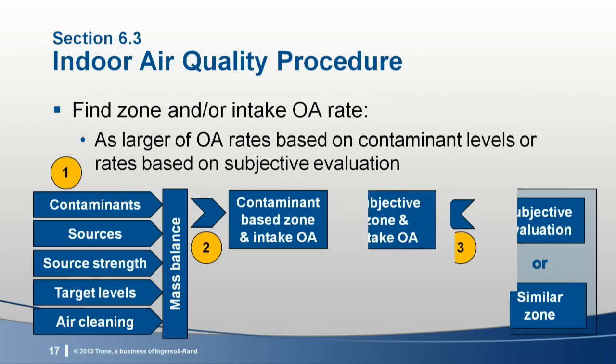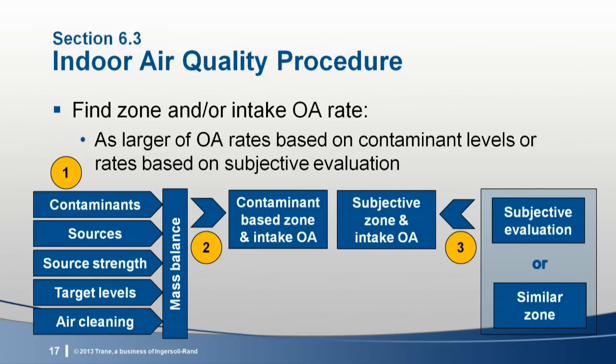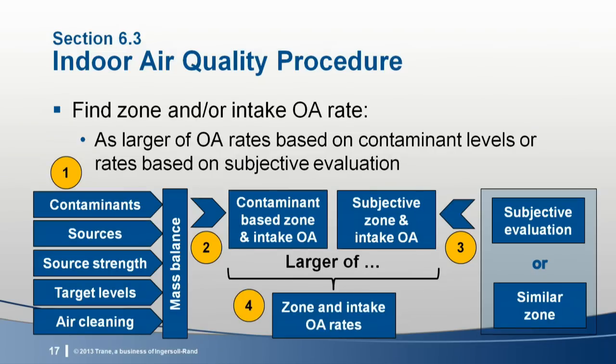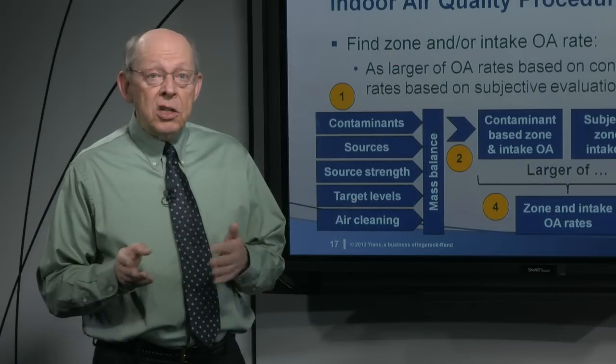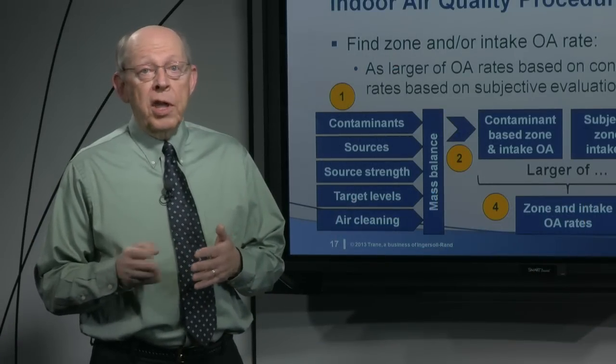Third, in the completed building, use a subjective evaluation in each zone to find zone and intake rates that satisfy occupants, or use the rates found by subjective evaluation in a substantially similar zone in an existing building. Finally, compare the zone and intake rates found using the mass balance approach to those found using the subjective evaluation approach, and use the larger of these rates. Designers must perform both a mass balance analysis and a subjective evaluation to comply with the IEQ procedure.